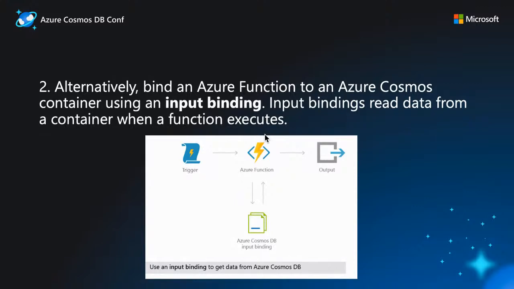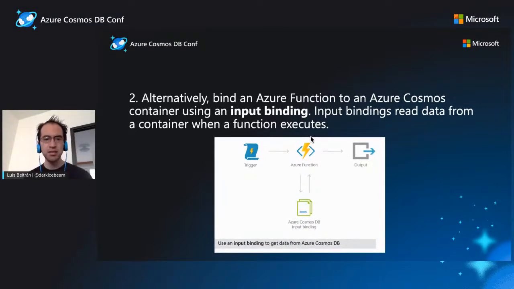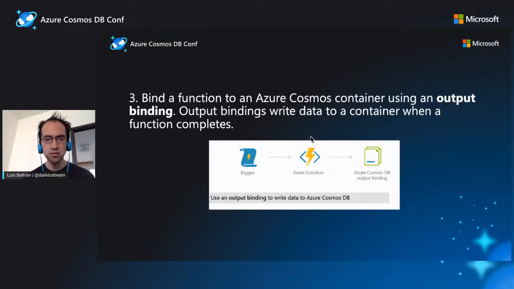So you set up the connection for your Azure Cosmos DB, and you can use this element, you will see, with very few lines of code and retrieve the data that you have in your Cosmos DB. And that would be the input binding. It will read data from the container when the function executes. And the third case is bind a function to an Azure Cosmos container with the output binding. You will use this when you want to write data, for instance, when you want to insert a new element.